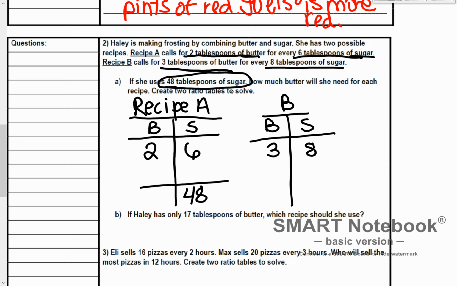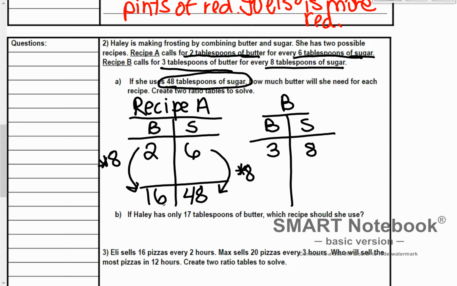And you can use the multiplication chart to find this out. Because remember, we'd have to multiply. 6 times 8 will get us to 48. Whatever we multiply one number by, we multiply the other number by. 2 times 8 will be 16.